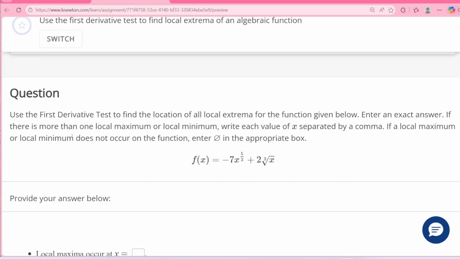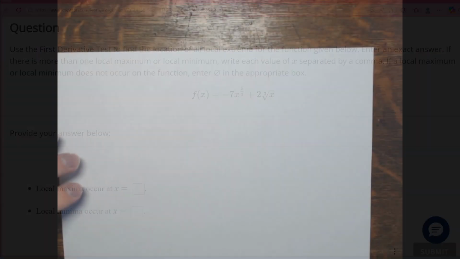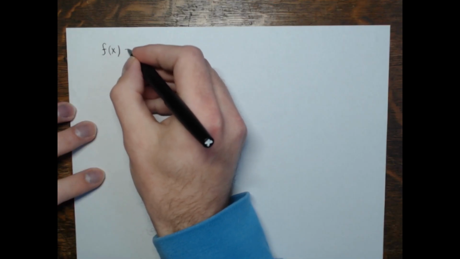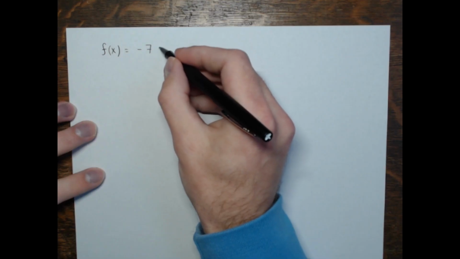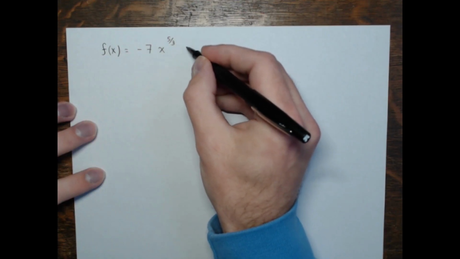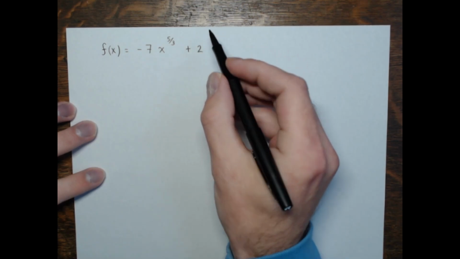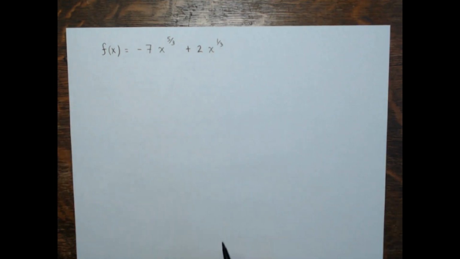If a local maximum or local minimum does not occur on the function, enter the empty set symbol in the appropriate box. All right, so we have this function. All right, I'll write it out. So f of x equals, this is negative 7 times x to the 5/3 power plus 2 times, now they have the cube root of x, but I'm going to write this as x to the 1/3 power. That's the cube root of x as well.